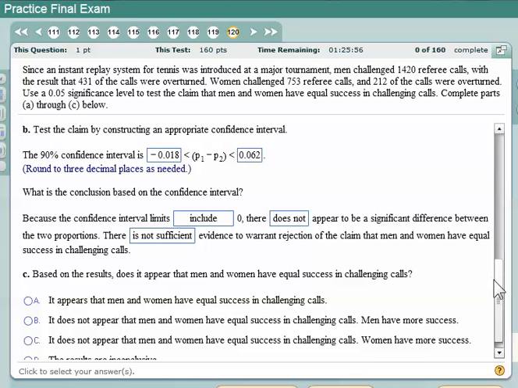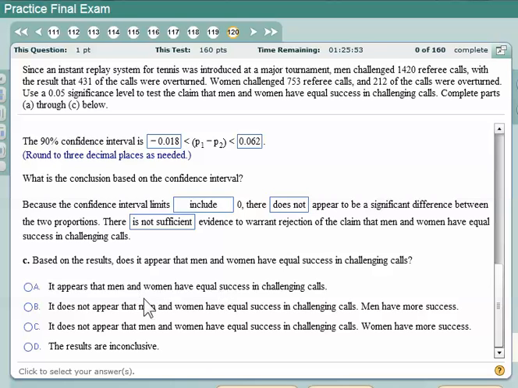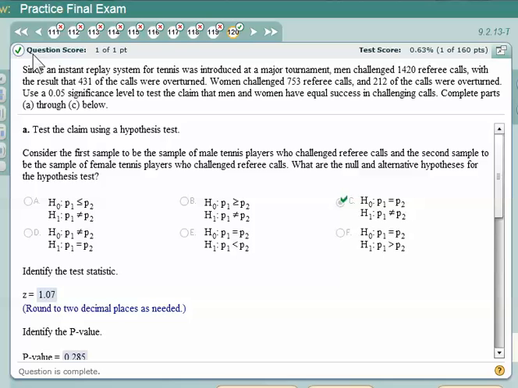That part doesn't change. Okay, so this video has been very long, but we're at the end here. Based on the results, does it appear that men and women have equal successes in challenging calls? Well, we weren't able to reject that claim, so we will say that it appears that men and women do have equal successes. And we will check this. Okay, there's the check. And look at it, it's a green check mark. That means we were right.